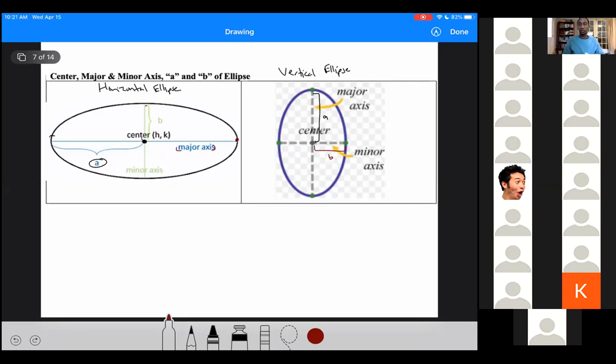Okay, let me ask a question then. If you think about this, which one will always be bigger? It's just important to note. Will A always be bigger, or will B always be bigger in an ellipse?